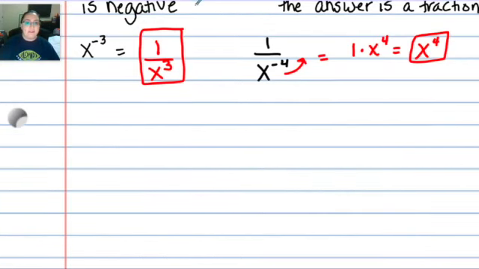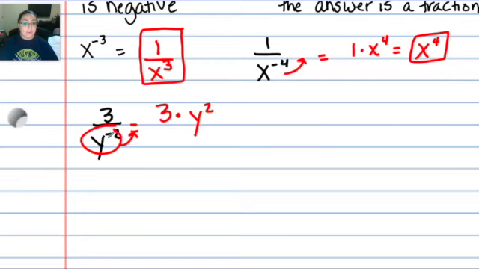Then here's another example. Then we could have something like this: 3 over y to the negative 2nd power. So here we want to send all of this up to the numerator. So the 3 stays, and then we're going to multiply it with y to the positive 2nd power, right? Because we get rid of the negative. So this ends up just being 3y to the 2nd power. Okay. So those are the 2 rules.